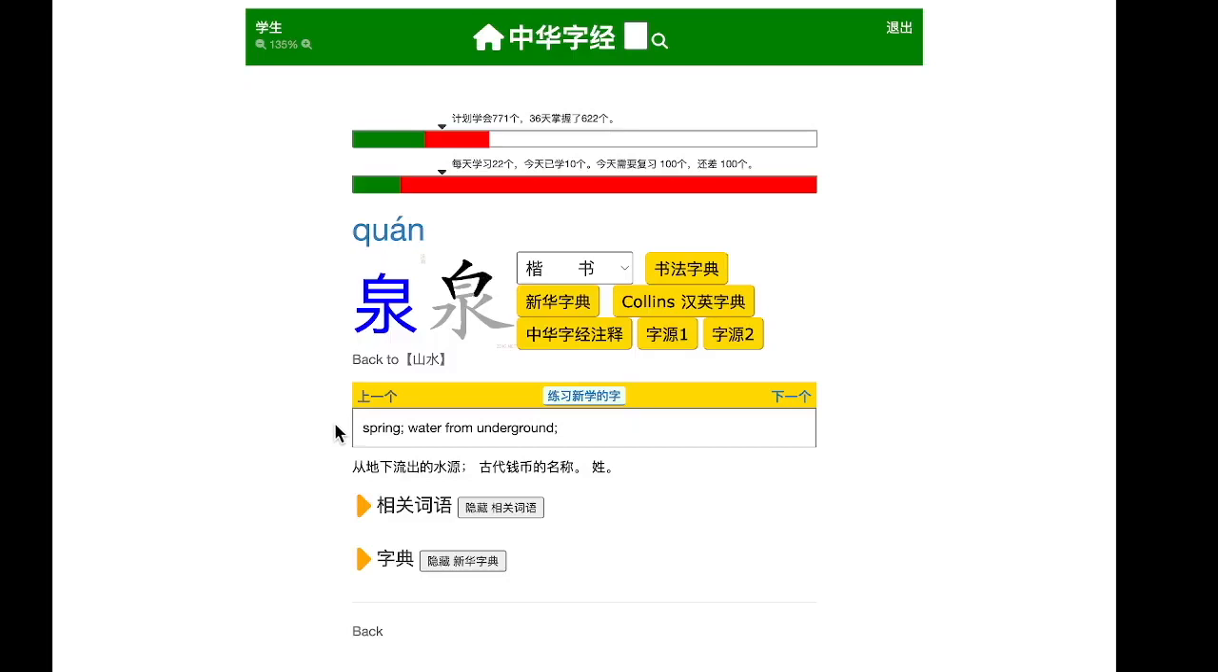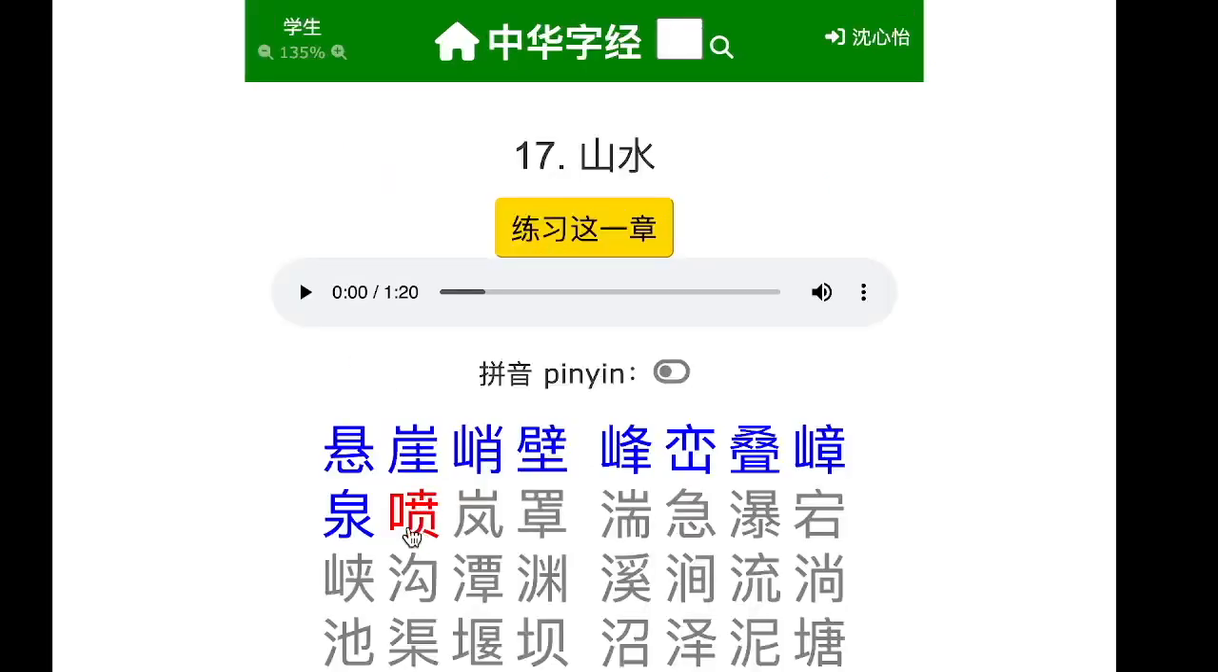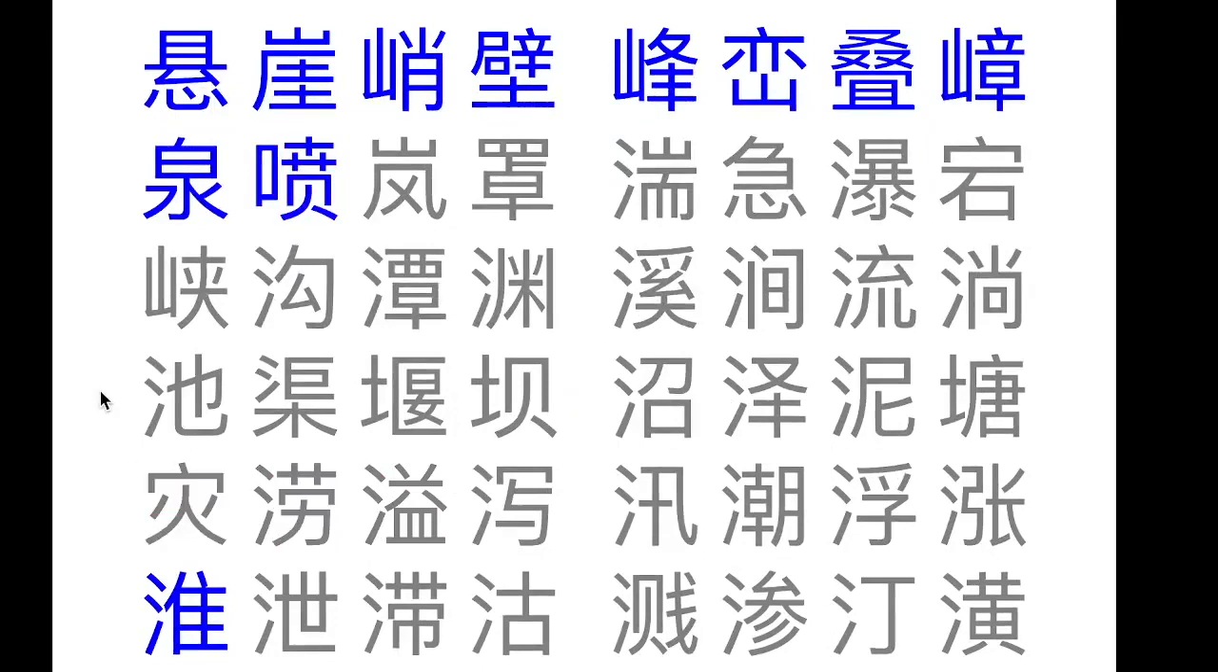泉. 泉 is a spring or water from underground. 喷 means to puff, spout, spray, spurt, or gush. And it's worth noting that 喷泉 refers to a fountain or a geyser, because that's like a spring out of which the water spurts.